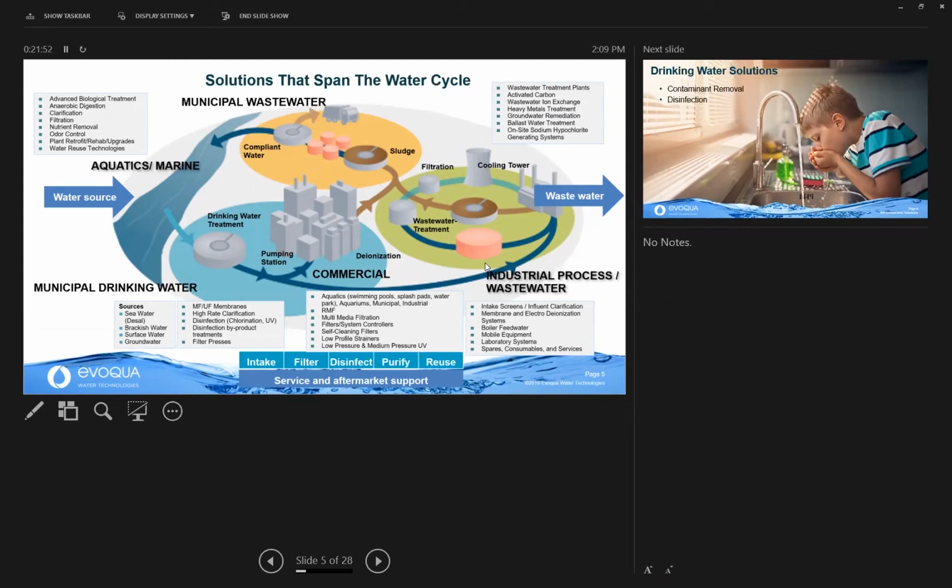And I'm not going to go through all the processes on the slide as you see here, but there are entire suites of unit operations, if you will, that are provided as part of that. And like it says in the bottom middle of it: intake, filter, disinfect, purify, reuse. As well as providing service and aftermarket support. So you're looking for a whole solution provider that can take care of you now, but also provide OEM parts for your equipment further on down the road.